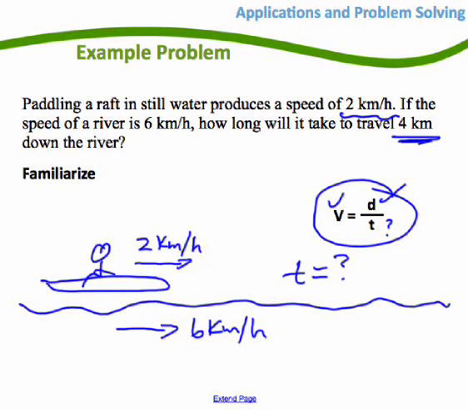So if I was a person standing on the side here watching this guy going down the stream, how fast would he appear to be going? Yeah, you're probably thinking what you need to do is add the speed of the river plus add the speed of the paddling. So yeah, I think that the total speed here, his velocity total, would be the sum of those two, or 8 kilometers per hour. Yeah, okay.